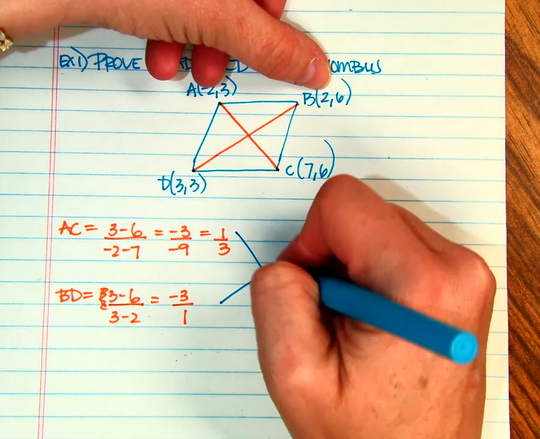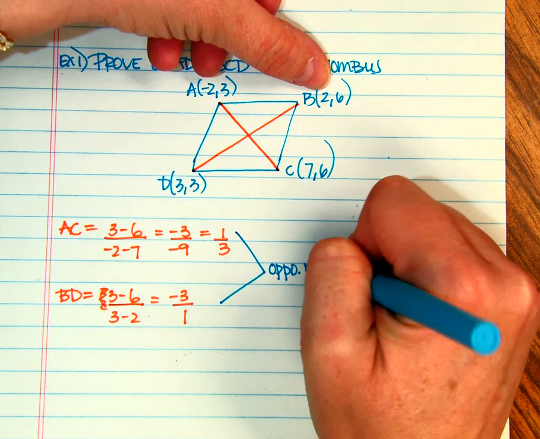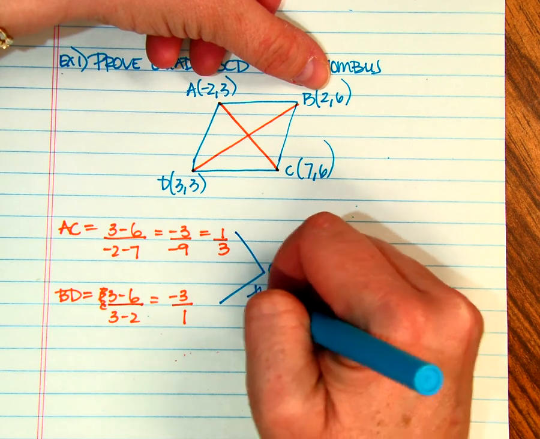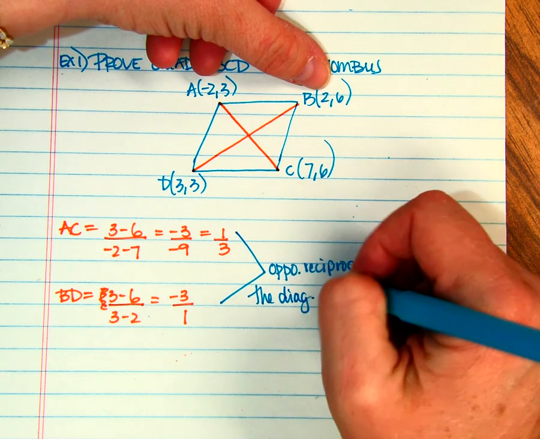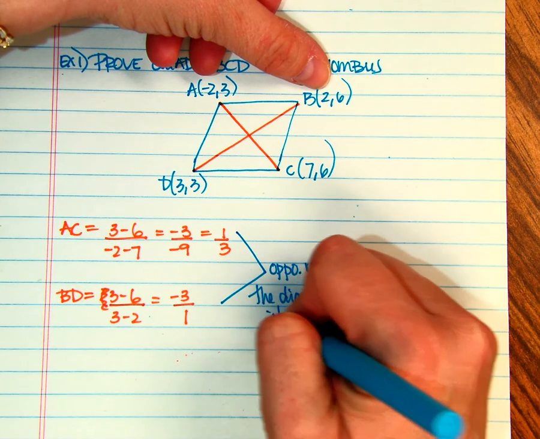These are opposite reciprocals. Therefore, the diagonals are perpendicular. Therefore, it's a rhombus.